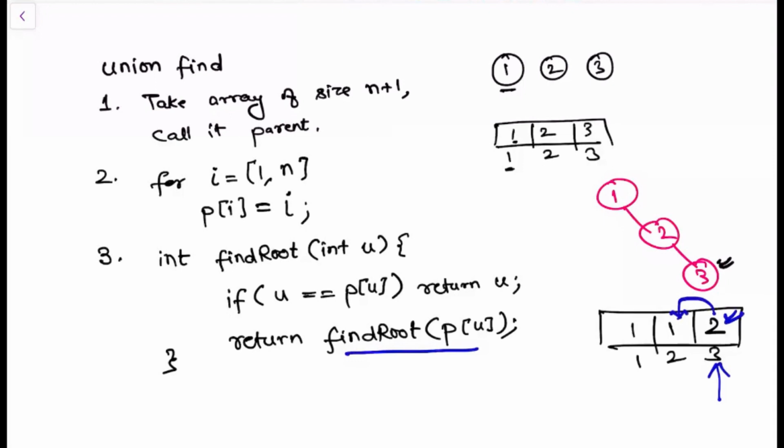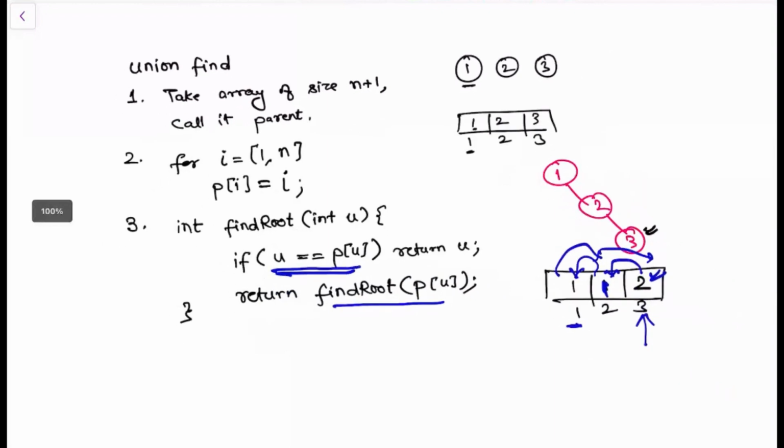Recursively you are saying, hey, find the parent of 2. You come to this. Now you see the parent of 2 is 1. We are saying, hey, find the parent of 1. When we come to 1, we hit this condition. Hey, 1 is its own parent, so 1 must be the root. So 1 returns himself, 1 returns himself. That's how we get the root. Are we clear with the find root function on this array?